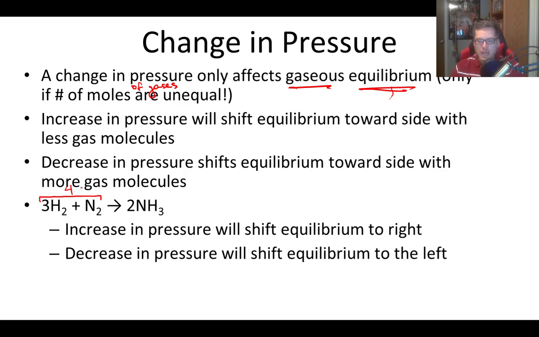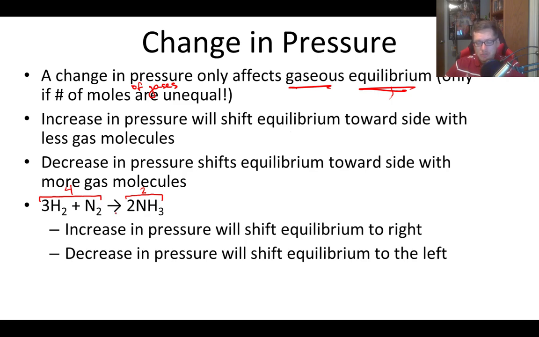So we have 4 gas molecules on the reactant side. On the product side, we have 2 molecules of ammonia. Okay, so the first thing you do whenever you have an equilibrium and you're changing the pressure is go through and make sure that you count the number of moles of gas on both sides of the reaction.